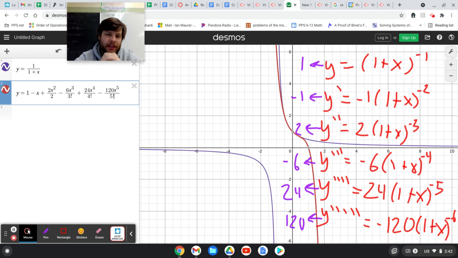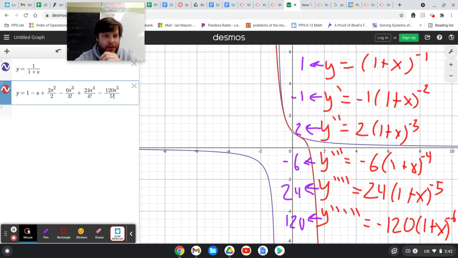But we saw with e to the x that there was no way the polynomial was going to have the horizontal asymptote that e to the x has. Same idea here. We're not going to get the horizontal asymptote. We're also not going to get the vertical asymptote. But the more terms that we add on, it still becomes a better approximation of the function.